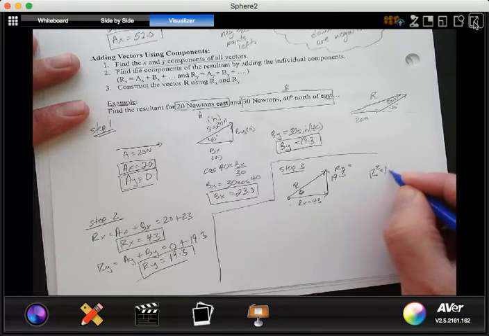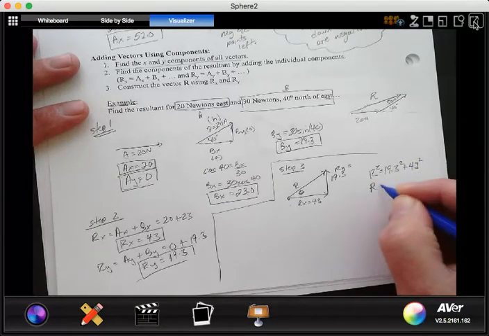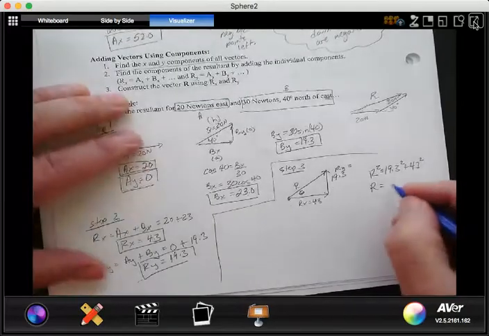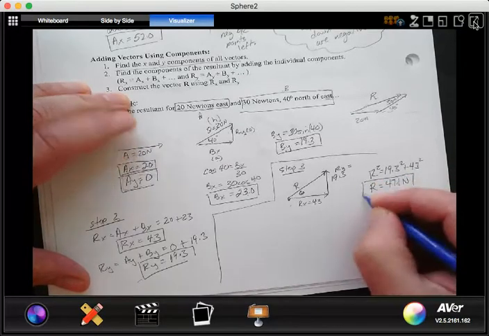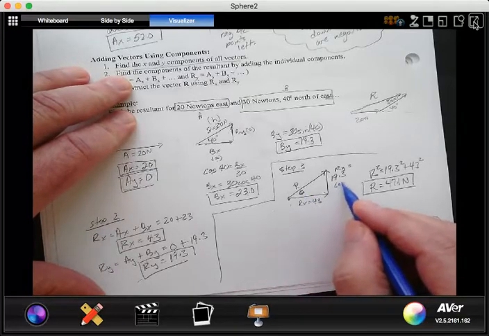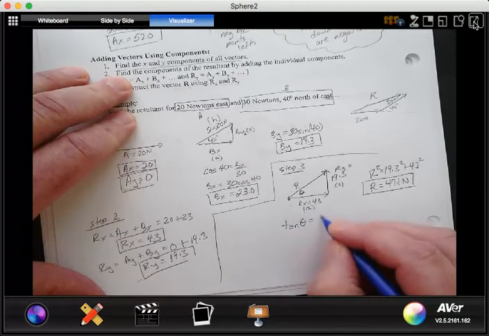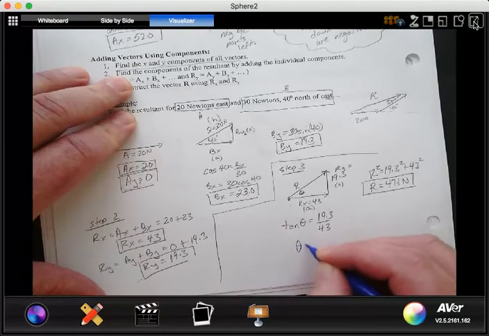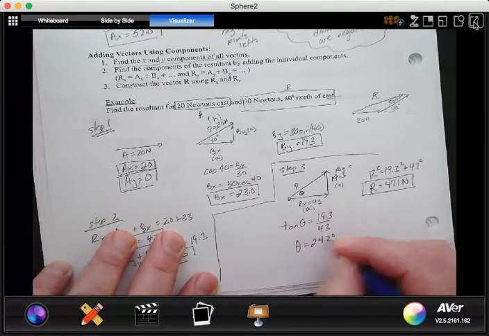So R squared is 19.3 squared plus 43 squared. So if I square them and add them up and take the square root, I get R as 47.1 newtons. Okay, going back, I'm going to put my unit on that. And then to get theta, I have the opposite and the adjacent, so I'm going to use tangent. Tangent of my angle is equal to 19.3 over 43. So I would divide that out and then do inverse tangent. And I get theta is 24.2 degrees.